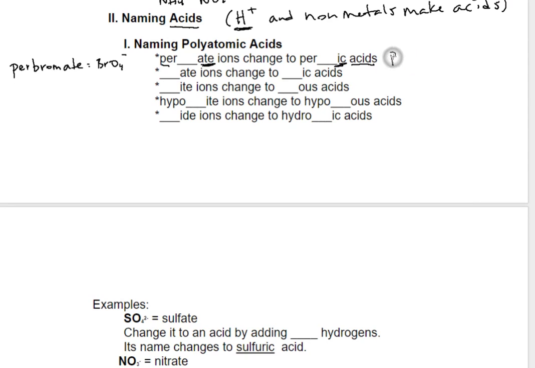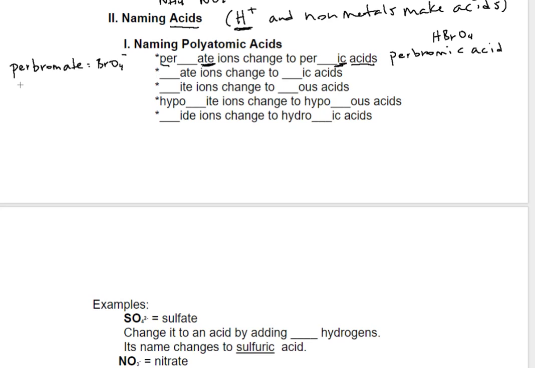So that would be perbromic acid, and I forgot to add the H here. So instead of BrO4 minus, that would be HBrO4. That is perbromic acid.